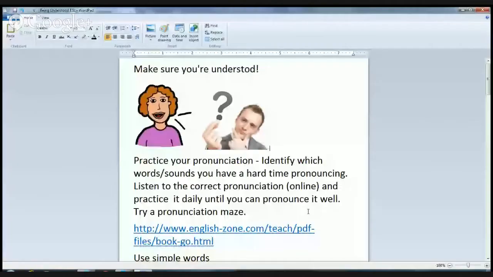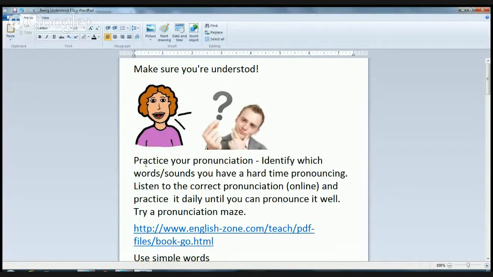Okay, very good. All right, now let's talk about our part. How can we make sure that we are understood? I'm going to share my screen with you, and I've prepared just a short lesson about some practical things that you can do. What you can see at the top is the topic for our lesson today: make sure you are understood.